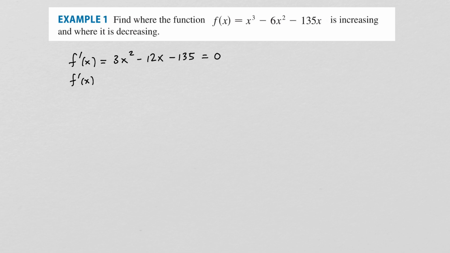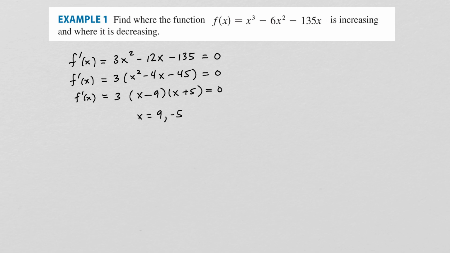So I'm going to solve this by factoring. We can factor out a 3 from each term, and then we can continue factoring using 9 and 5. And we can see clearly the values of x that make the derivative 0 are positive 9 and negative 5. Now this is where the derivative is equal to 0.